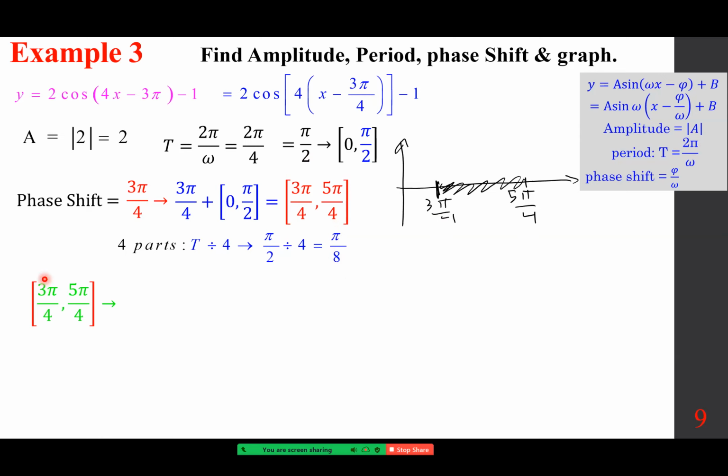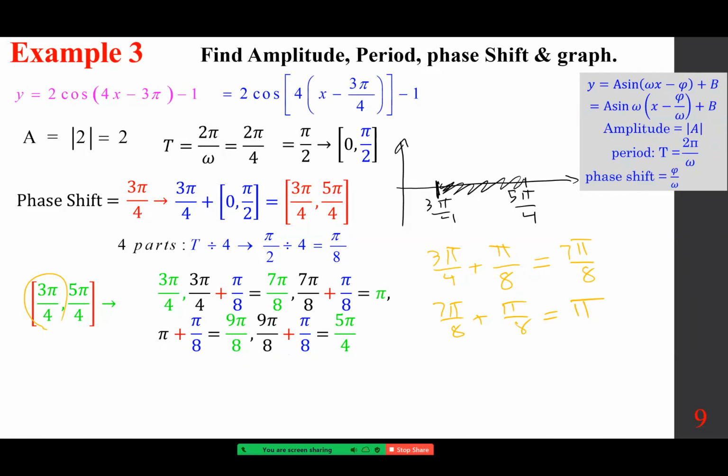Now we keep adding pi over 8. So add pi over 8 to this one. So I'm going to add one of them, for example. This one, if I add pi over 8, you can say this is 6 pi over 8. So I get 7 pi over 8. So that's my next point. 7 pi over 8. I'm going to add pi over 8. I get 8 pi over 8, which is pi, and then 9 pi over 8. And so I have those points. So these are the points of interest, everybody. So all I have to do, plug in and evaluate.